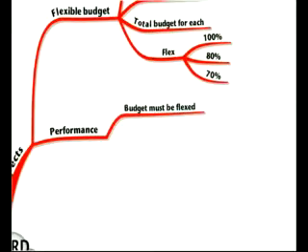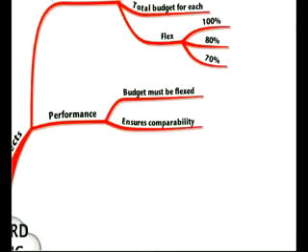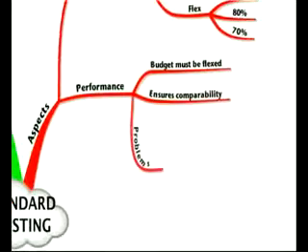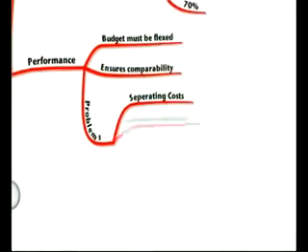When it comes to performance, the budget must be flexed, okay? It must have a little bit of flexibility in there for uncontrollable things that management can't deal with. It ensures comparability, okay? So it ensures that you're comparing like with like, what you could achieve with what you did achieve. Problems with it, well, separating out the costs can be difficult.